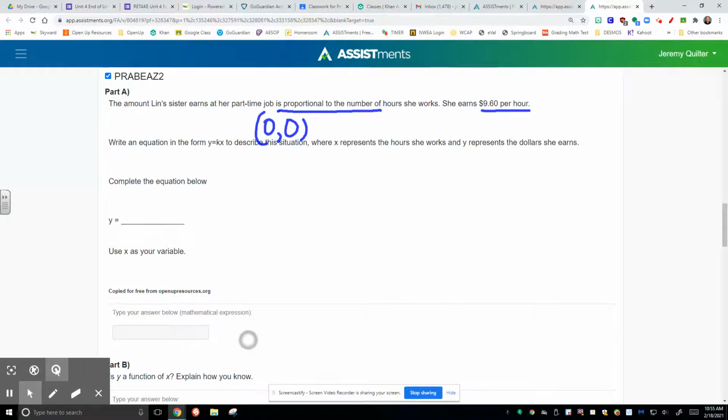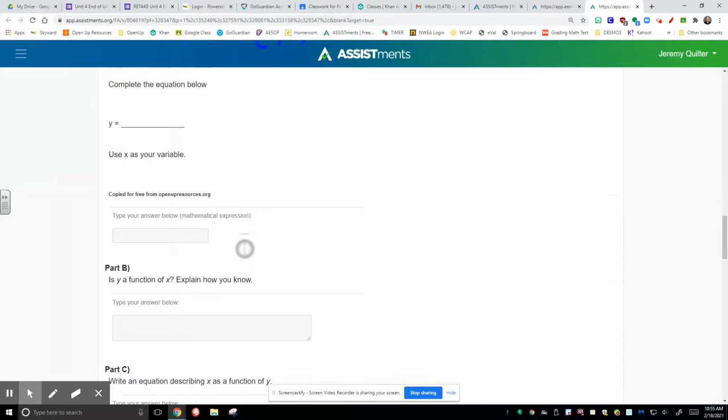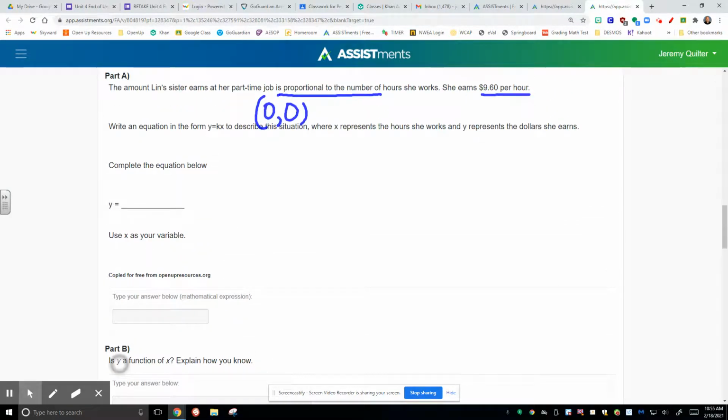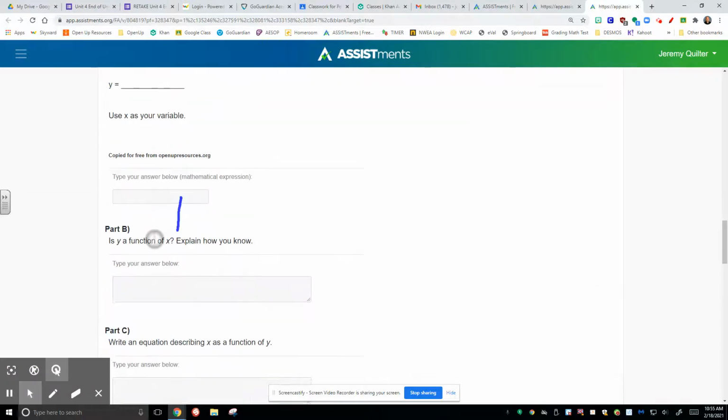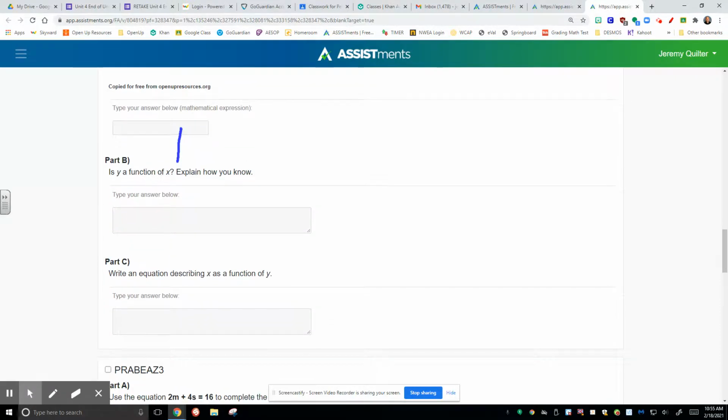Part B: is y a function of x, meaning is the amount of money that she makes a function of x, the amount of hours that she works? Is the amount of money dependent on the amount of hours that she works? The answer is absolutely yes. And so we need to make sure that we understand why that works out. Yes. And then write an equation describing x as a function of y.